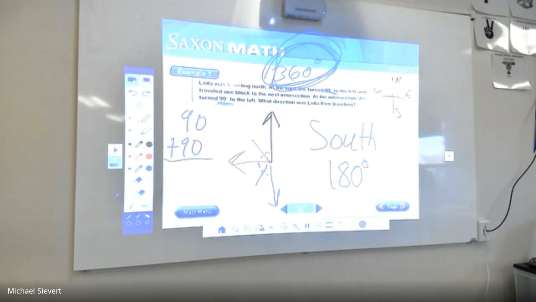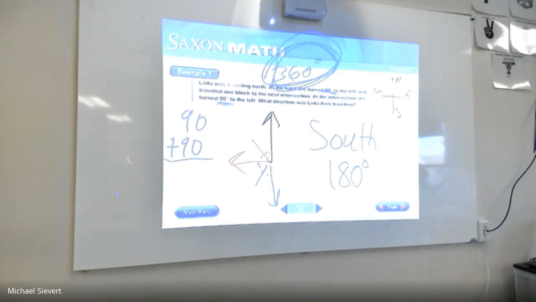And the way you can also find how many turns she made or what the degree is, you just take 360 and divide it by the number of turns. So there are multiple ways you could have got to 180. Isn't that cool? You can either add 90s or divide 360 by 2 because she turned twice. Reese, what's your question?